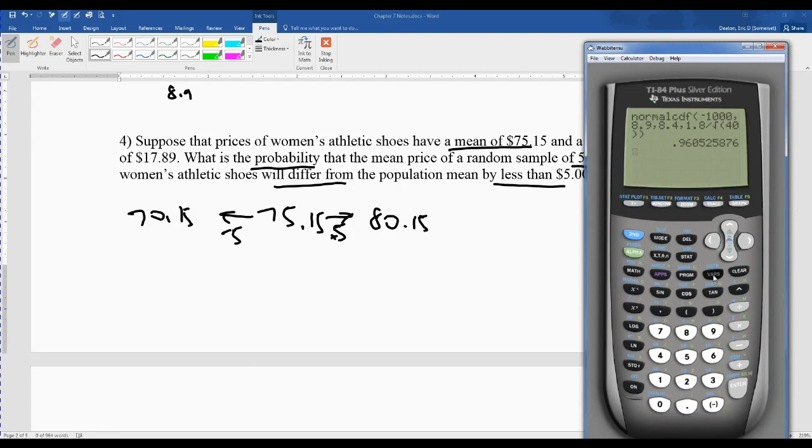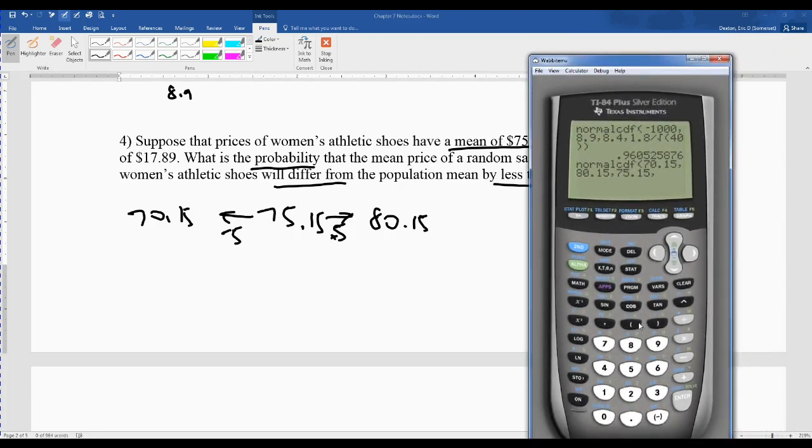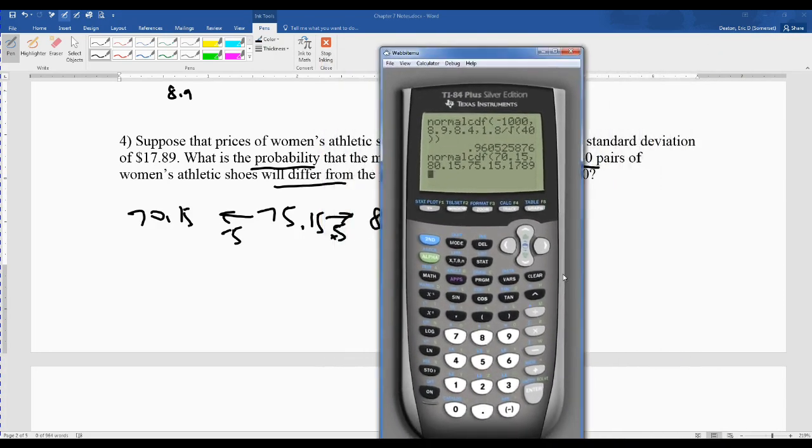So when we go to normal vars 2, we have our two bounds, 70.15, comma, 80.15. And then we have our mean, which is 75.15. Then we need our standard deviation, 17.89. That was a good year. I don't need a comma there. How many shoes were there? How many pairs? 50 pairs. So we divide our standard deviation by the square root of 50.